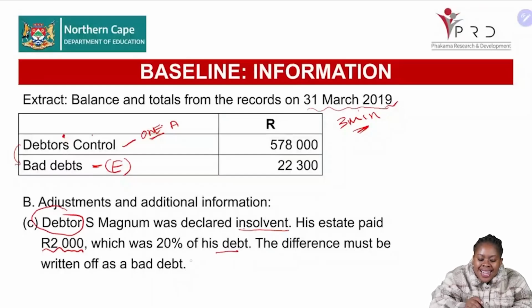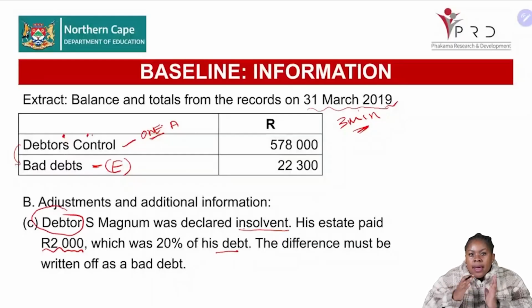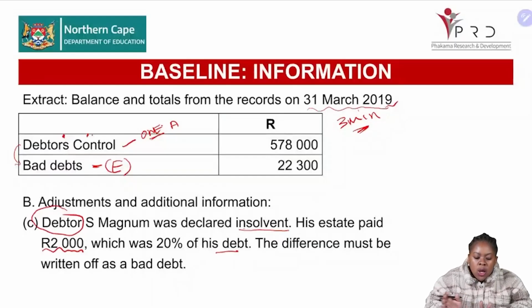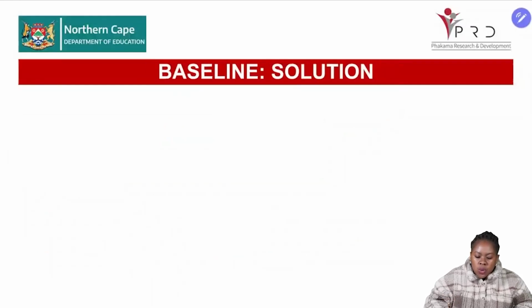So the difference is still in our debtors control. According to us, that person still owes us. However, because now they have been declared insolvent, we can no longer expect them to pay us. Okay, so whatever amount is still outstanding after they have paid the 2,000 is the amount that we can't receive anymore. All right. So what are we going to do?